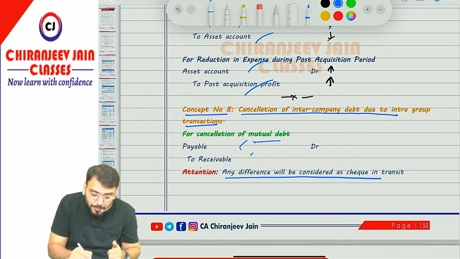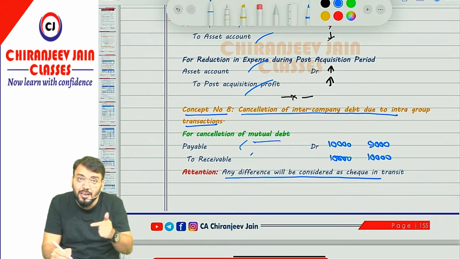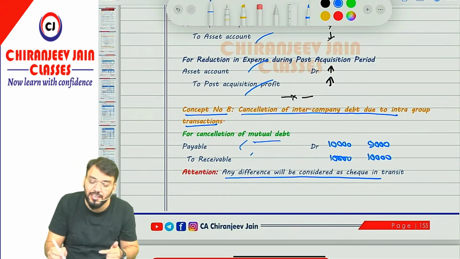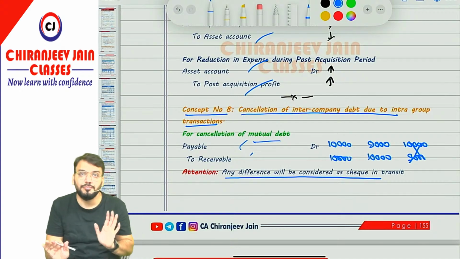So payable account debit receivable. There can be 2 situations in the exam: either both are the same, then thank you very much, or it is quite possible 9,000 is payable but 10,000 is receivable. It means one company has already issued a cheque but the other company has not received it, so the difference will be cheque in transit. The third situation is actually not possible, so they will never give it in the exam.